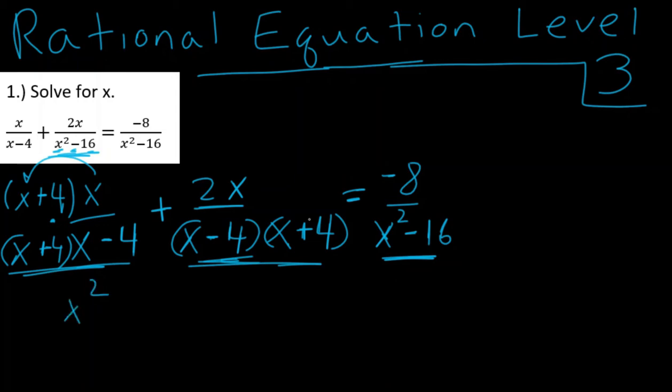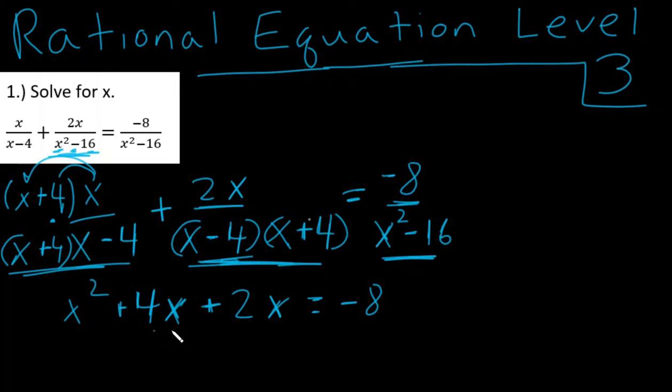X squared, and x times 4 will of course give us plus 4x. And notice I didn't have to change anything here, so I can just write that denominator plus 2x is equal to, and our numerator here is this negative 8. And so once we solve this equation, we'll have our values of x.